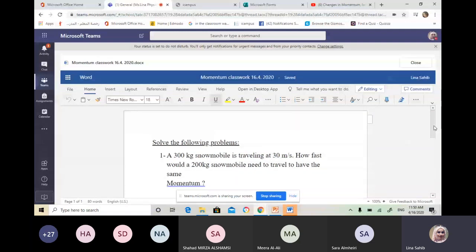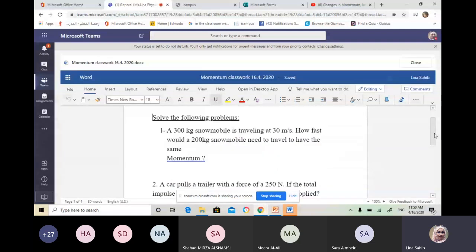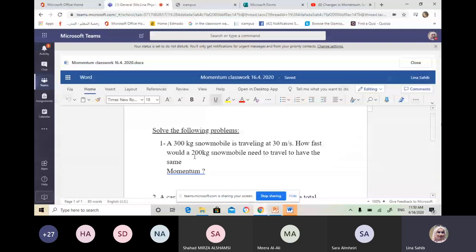Now, he needs what? A 300 kilogram snowball traveling at. So what do I have here? Velocity. And I have mass. What is he looking for? Velocity, but it's a second velocity.